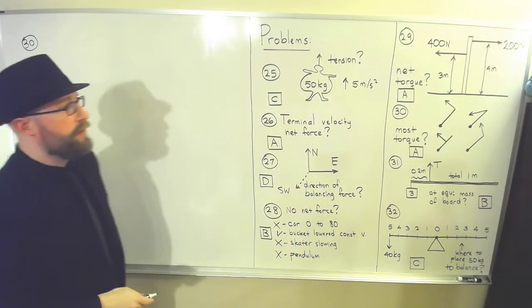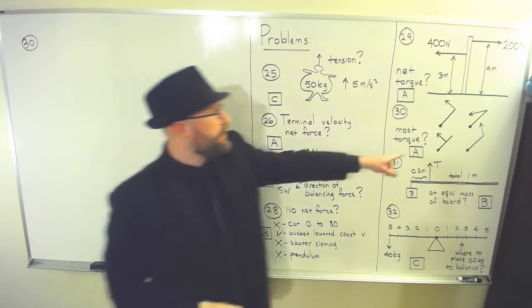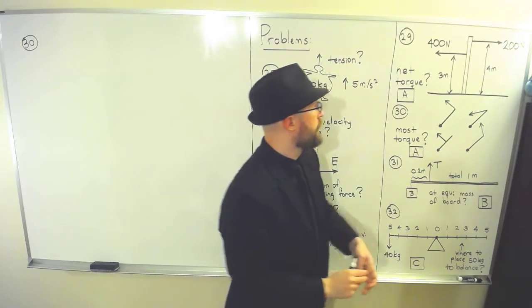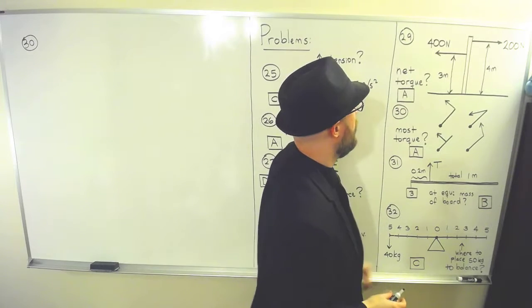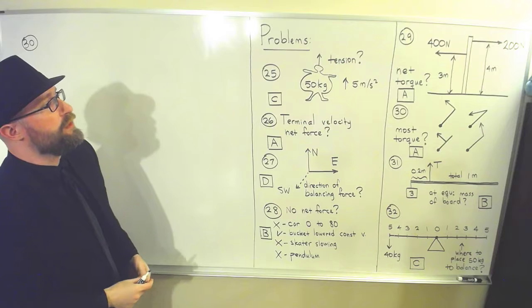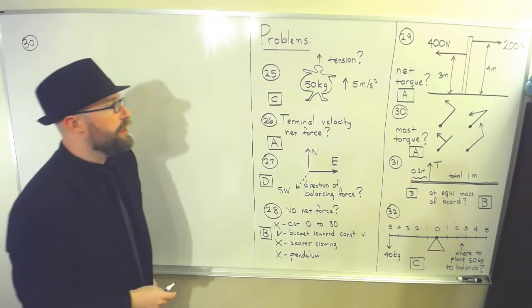Now, of course, if you didn't know that it's supposed to be stationary, then you'd get a different answer. It would fall that way, because this torque would be greater. But you're supposed to assume that the total torque is going to be 0 because you're supposed to assume that it's not rotating.